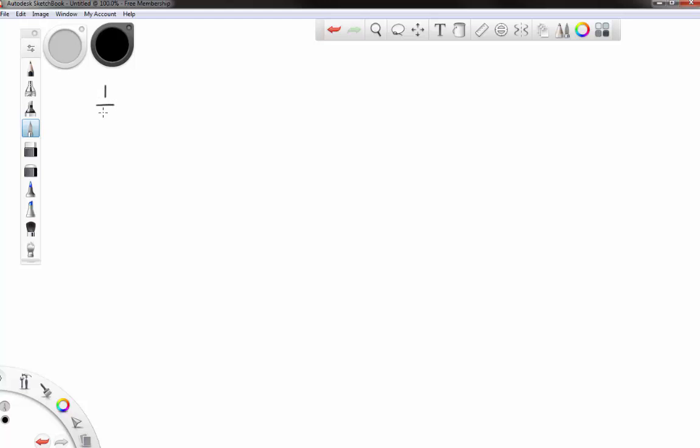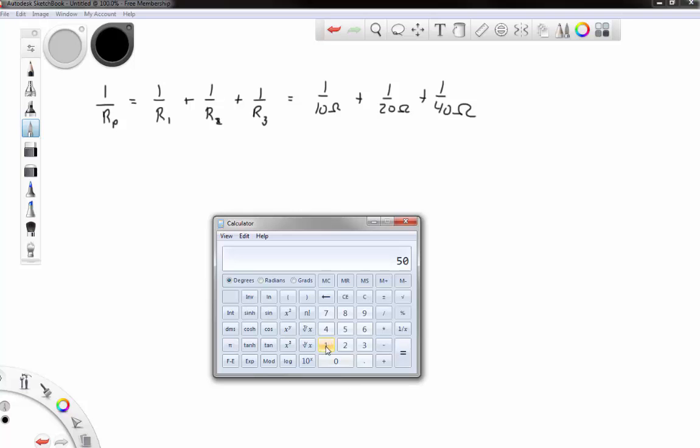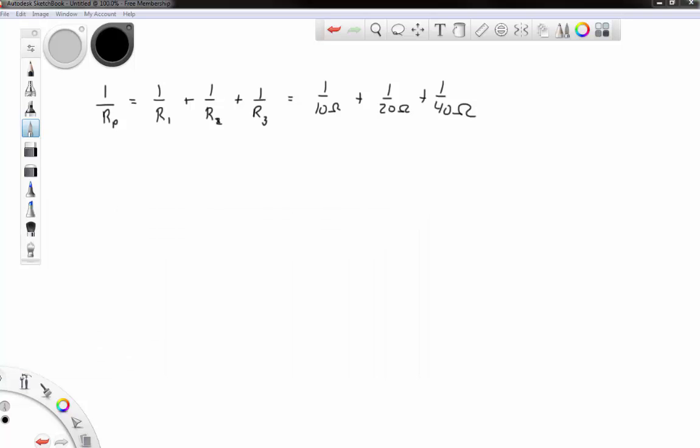Alright, so again, we need to first of all figure out what the equivalent resistance is. So we use the parallel resistance formula. So 1 over R1 plus 1 over R2 plus 1 over R3. So that's 1 over 10 ohms plus 1 over 20 ohms plus 1 over 40 ohms. Alright, so if you want to use your calculator, you might do it like this. There's 1 over 10, and then we need to have 1 over 20, and then we need to have 1 over 40. And so you come up with 0.175 inverse ohms.